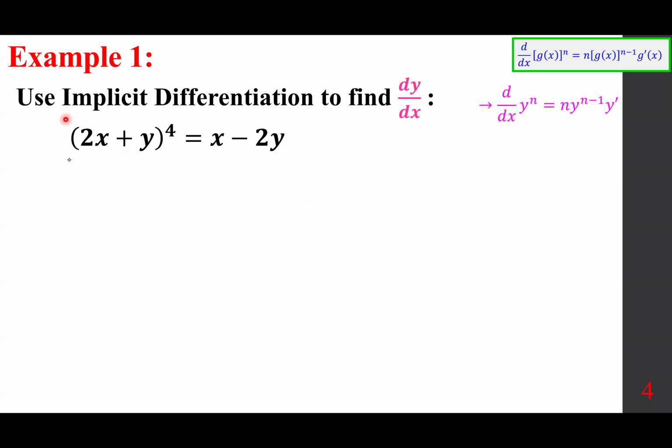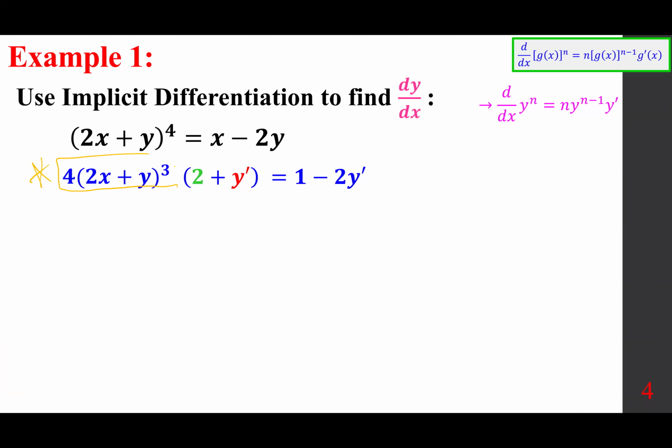This one, of course, 4 sits in front, 2x plus y cubed, the right side x, and times the derivative of the inside, of course, 2 plus y prime or dy dx. The right side x gives you 1 minus 2, y gives you y prime, and we are done with the calculus part.